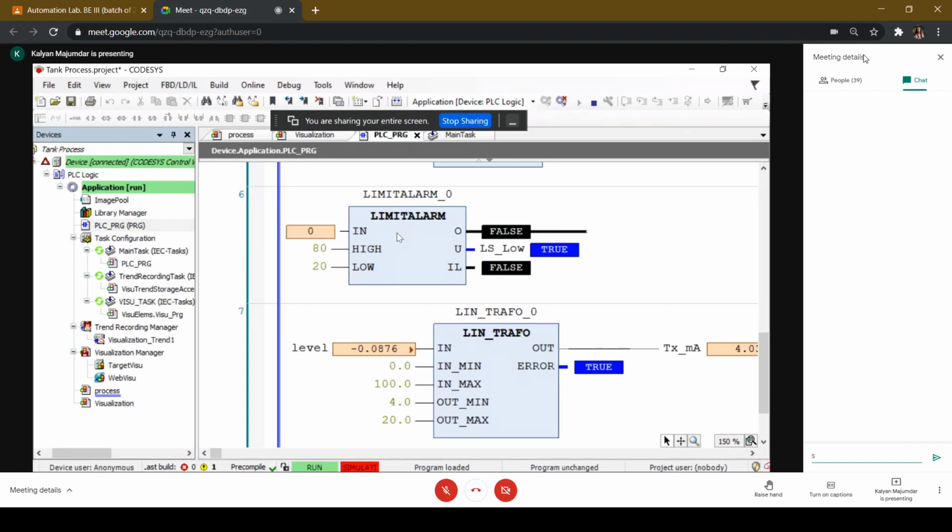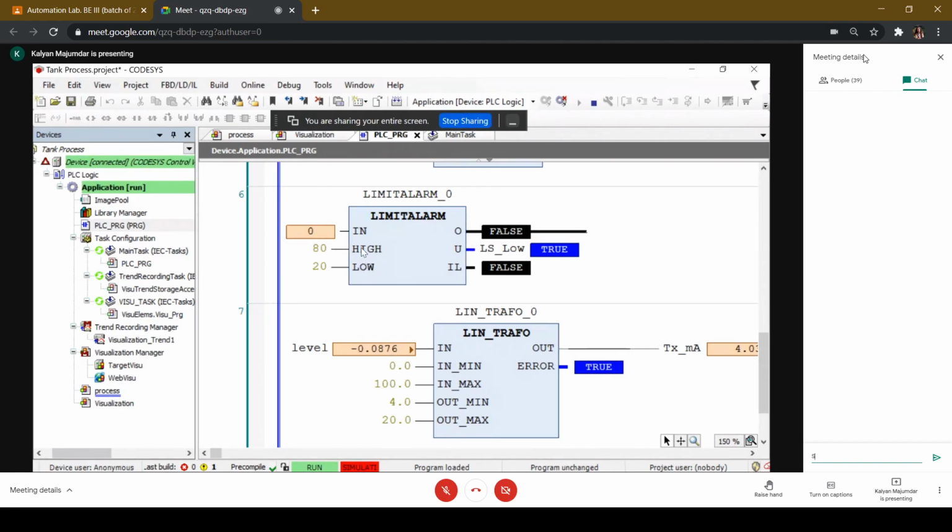Now, level sensor high and level sensor low could be implemented very easily by this built-in function, limit alarm. Limit alarm has an input, a high input, and a low input. What this function does is, if the input is within the high and low values, then IL is true, whatever IL stands for. I'm not very sure what IL stands for. O stands for over, hopefully. U stands for under. Over means it is over the higher value. U means it is under the lower value. And IL, whatever it stands for, means that it is between the high and the low value.